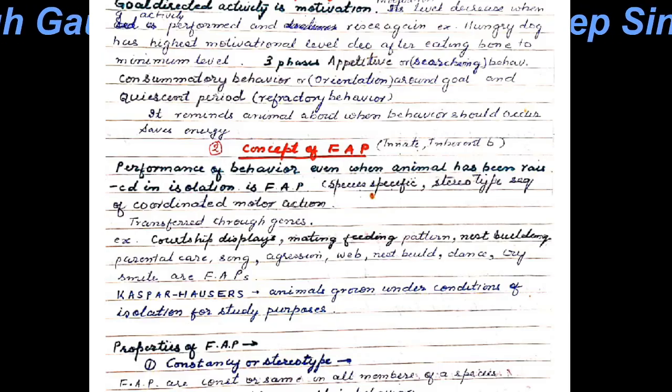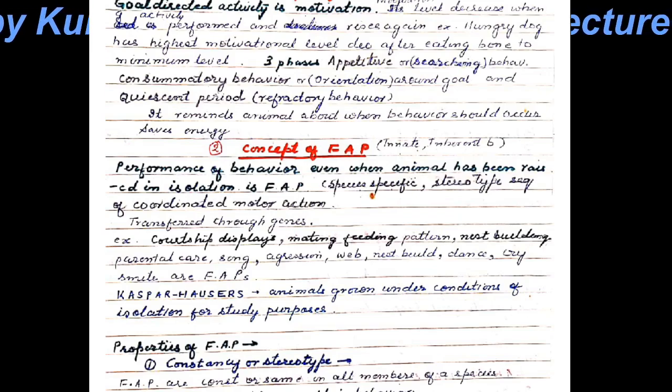Fixed action pattern is actually an instinctive behavioral sequence, and the actions performed are automatic and correct regardless of any prior experience. That is, the sequence patterns are unlearned acts. These are transferred through genes, and they are performed even when the animal has been raised in isolation. Therefore, they are termed as fixed action patterns.